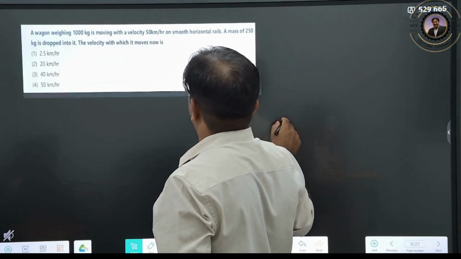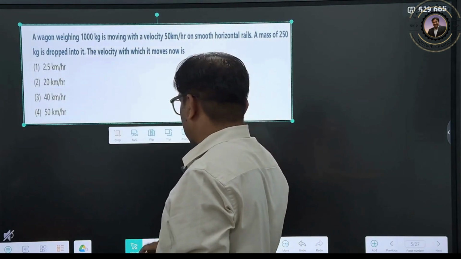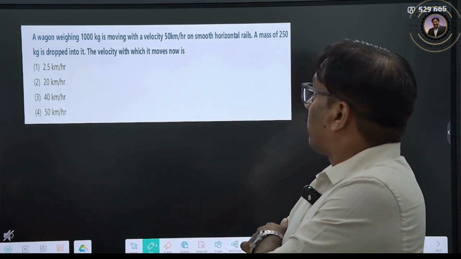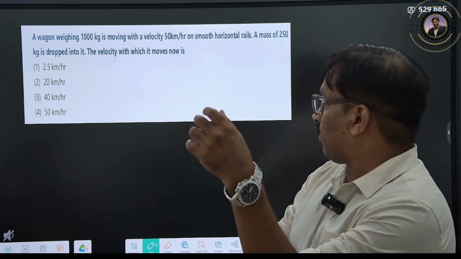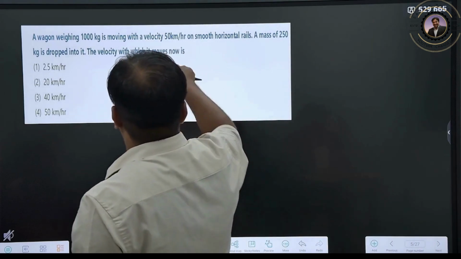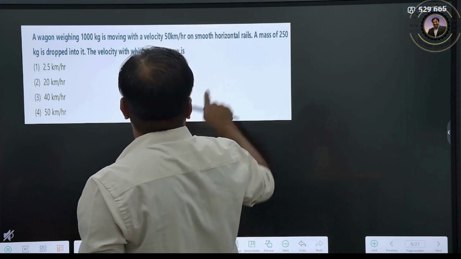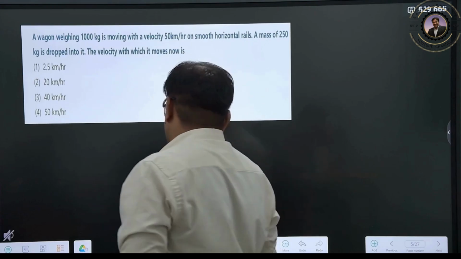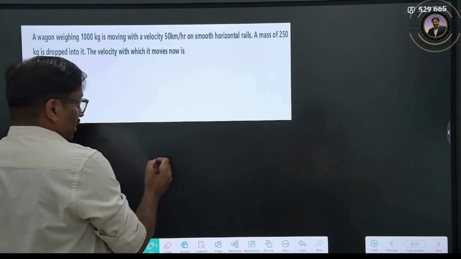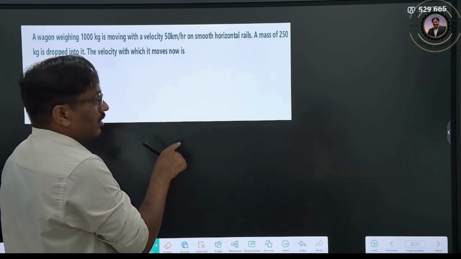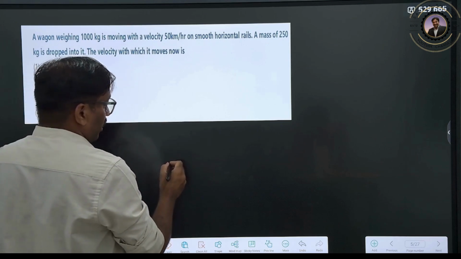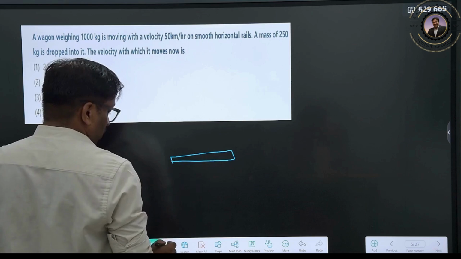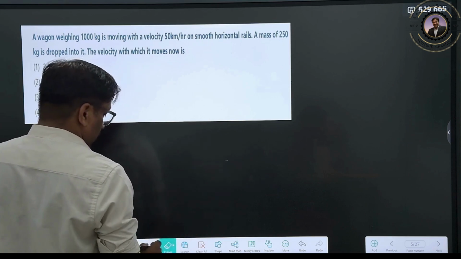Now we will do this question. Let us see one more concept. See here, the wagon weighing about 1000 kg is moving with a velocity of 50 km per hour on a smooth horizontal track. A mass of 250 kg is dropped. See, what is this now? This is water, right? In the introduction I showed one video. Here already this is one wagon, it is moving on this.